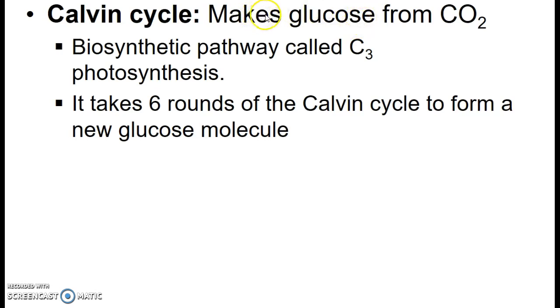And the normal or most common biosynthetic pathway for photosynthesis is called C3 photosynthesis. And it takes 6 rounds of the Calvin cycle in order to make one new glucose molecule. One reason that this is called C3 photosynthesis is that the first molecule that is fixed is a 3-carbon molecule.